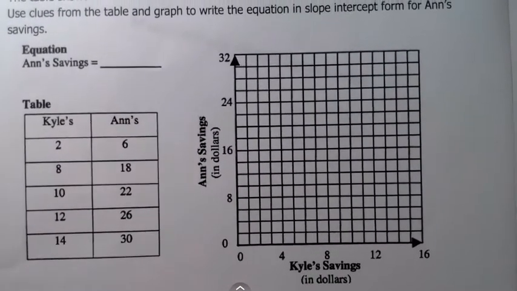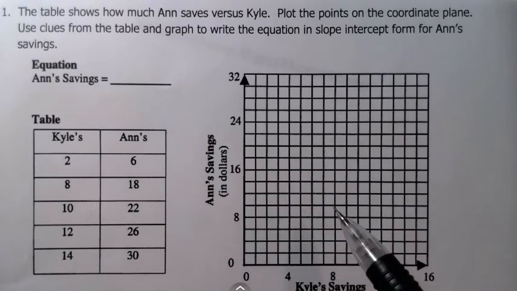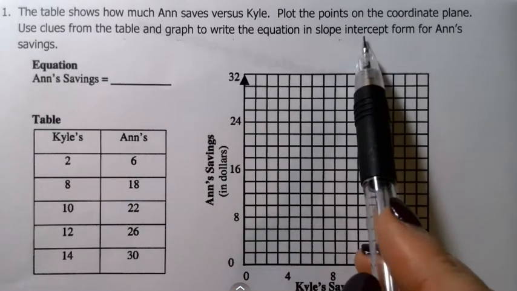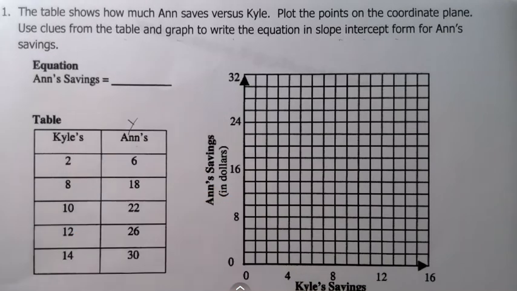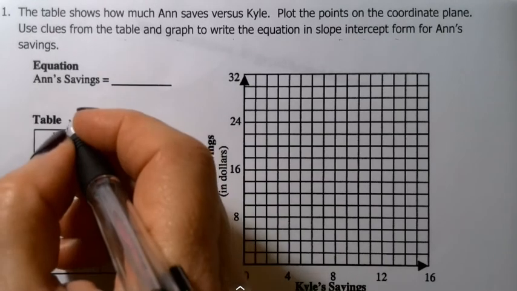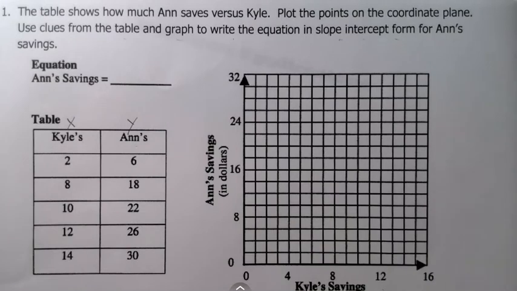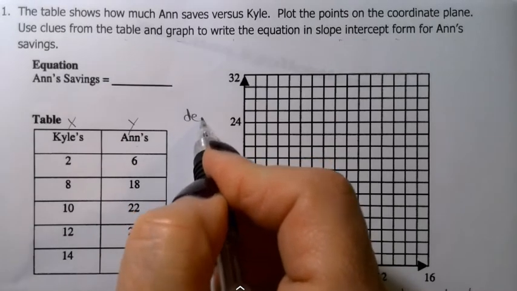The information is given to us in the form of a table, and we're asked to plot the points on this coordinate plane. We're to use clues from the table and the graph to write an equation in slope-intercept form for Anne's savings. So Anne is our output, that is our y value. Kyle's value is the x, or the input. You can see the x value, input, that's our independent variable. And Anne's savings is related back to Kyle's savings. So Anne's savings is our dependent variable.